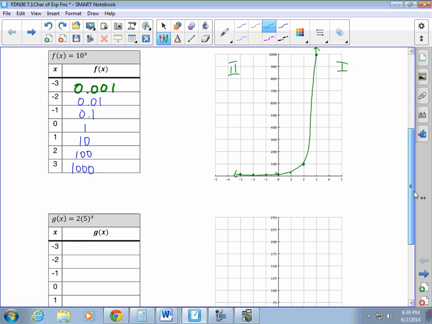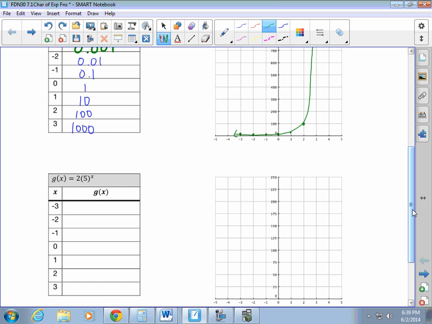So what happens when we change our value so that we're finding 2 times 5 to the power of x? So this time we have an a and a b value, whereas last time we just had that b value. Our a would have equaled 1. I should have written that in here. So the last one is the same as saying f of x is equal to 1 times 10 to the power of x.